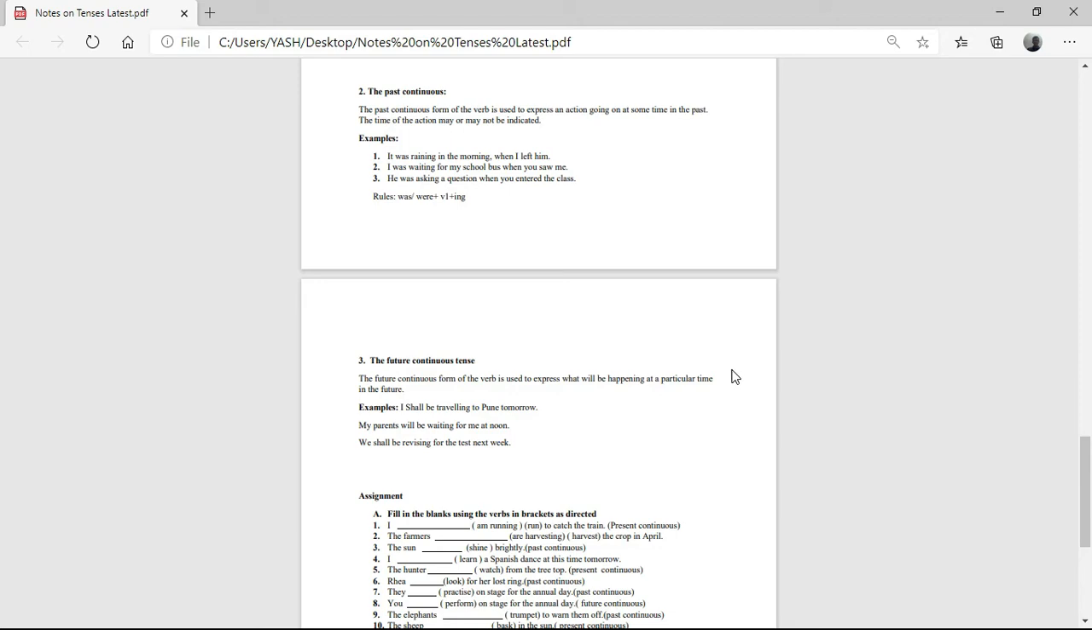Examples are there. I'm reading the sentence. At the time of speaking, what am I reading? I'm reading the sentence. We are learning tenses. What are we doing at the moment? We are learning tenses. The bees are sucking nectar. While he's doing the work, I'm singing a song. Rules are there: is, am, are plus the plus ing form of the verb.